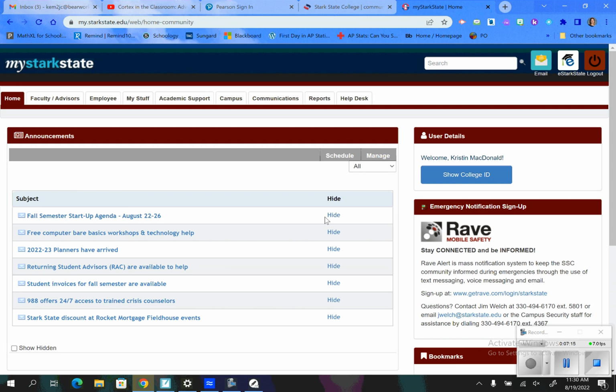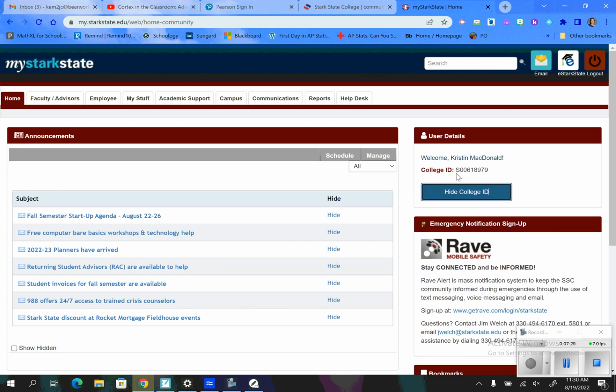Okay. Now, even if you can't log in right now, I want to show you where something very important is. A lot of things you have to do through Stark State, you will need your Stark State ID number, and that's your college ID. On the top right, it says show college ID, and it always starts with S00, and then there are 6 digits after it. That is your Stark State ID number. So that's something you're actually going to have to fill out on the paper for us in a little bit.